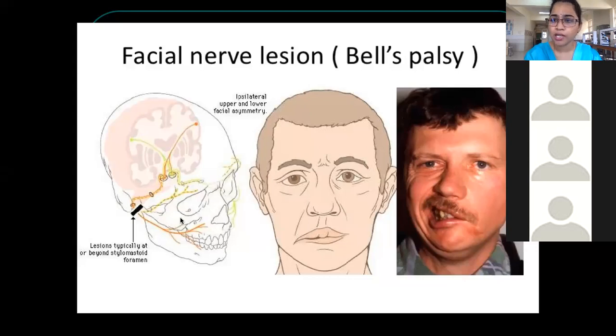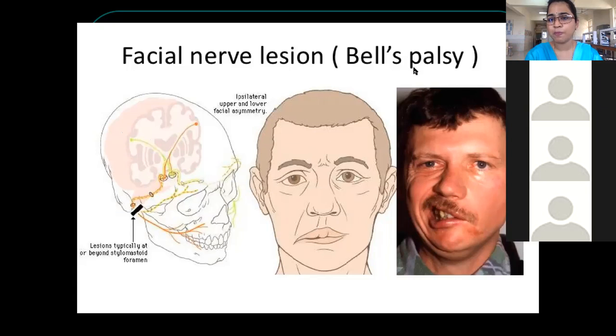So for any motor nerves you take, there are two types of nerves here. One is coming from the higher center to the lower center. What are the lower centers? Lower centers are present in the brainstem for the cranial nerves, and in the spinal cord for the spinal nerves. So that is what you have to remember. These nerves are called upper motor neurons, and the ones which are going to the muscles are called lower motor neurons.